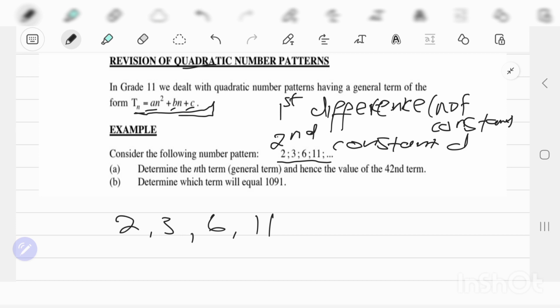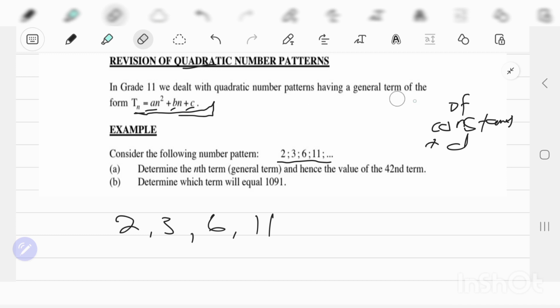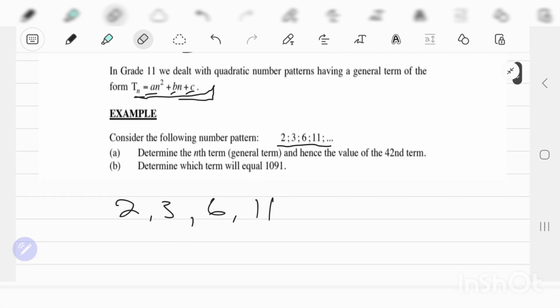This is what you have to know. How we find the information necessary is the same as with arithmetic patterns, but you must know that it's not only the first difference. You will work out your first difference, then from that first difference you work out your second difference, and in that second difference you will get the constant. I hope it makes sense. So let's go through this question together, and I believe it will really tie things up for us.